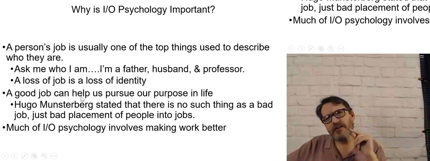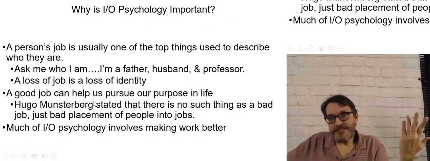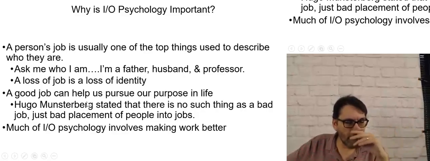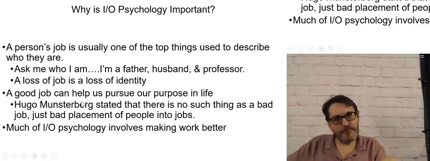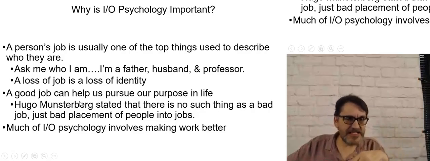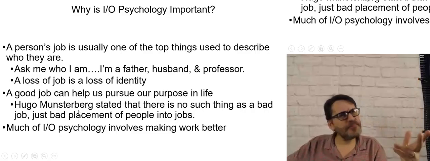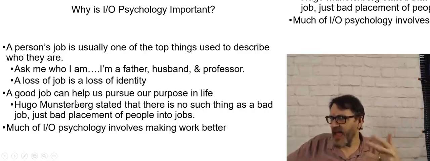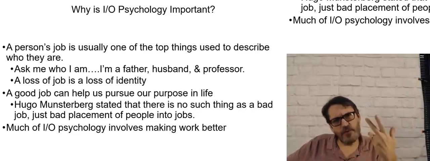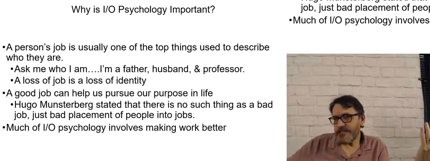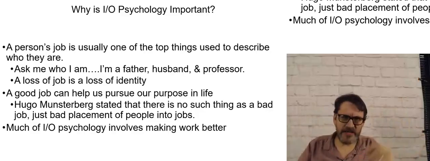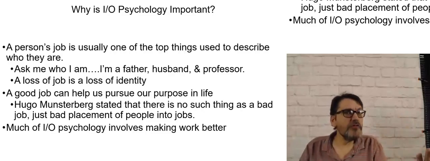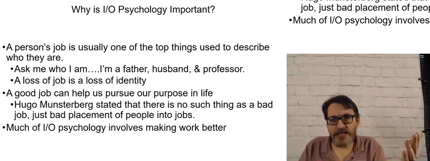So why is IO psychology important? Think about it. If you ask me who am I, I might come up with husband and father. Those might be some of my first thoughts. But if you pushed me, it wouldn't be very far down the list that I said I am a professor. So clearly, my occupation is my identity. And it turns out what's interesting is that the right job, and I don't want to be touchy-feely, but Abraham Maslow and his hierarchy of needs, and the goal in life is to become self-actualized. Our occupation clearly is a part of that self-actualization process.